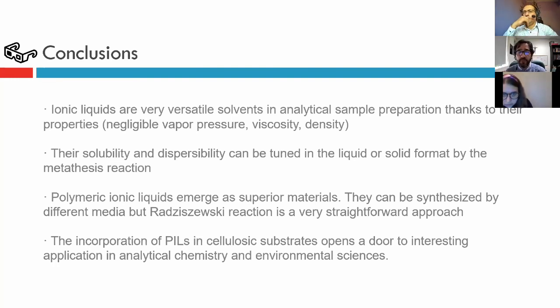And if you introduce these polymeric ionic liquids into the cellulose substrates, you can do, for example, interesting applications in analytical chemistry, for sure, but also in environmental science, for example, for the remediation processes by sorption, but you can do as well some catalysis, because there are a lot of works using this type of materials as catalytic materials just to destroy pollutants or whatever.